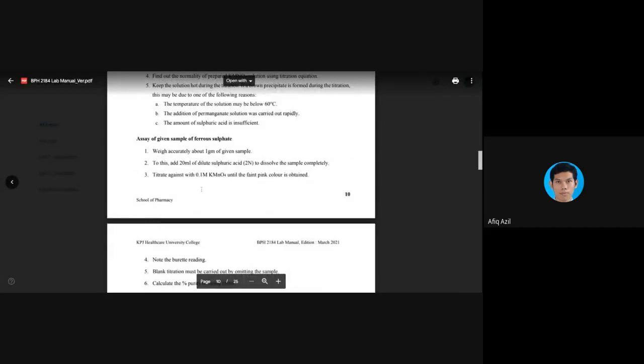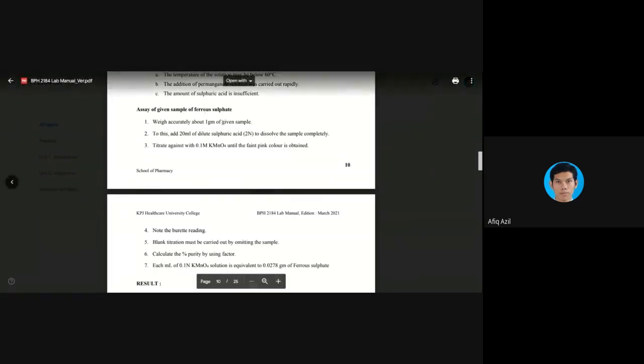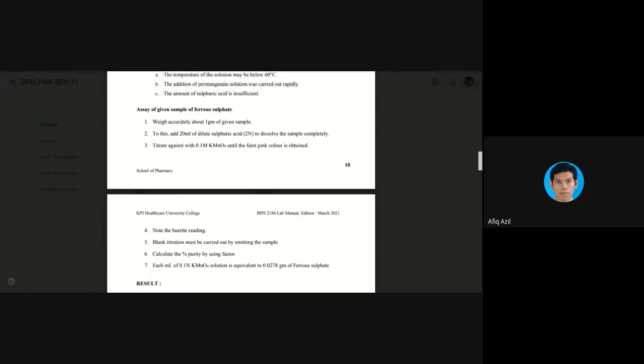So the assay is quite straightforward, like in the first experiment, the assay of sodium bicarbonate. You just prepare your sample. Here, only 1 gram of the sample is needed, and it has to be dissolved with dilute sulfuric acid. Then you can straight away titrate with 0.1 M potassium permanganate. The color change should be faint pink, a very pale pink color.